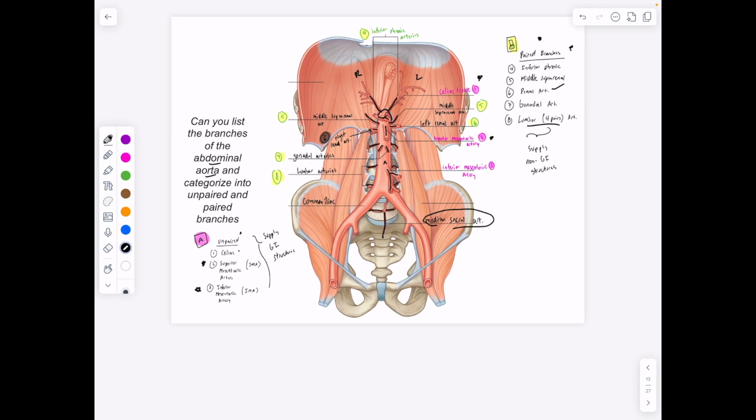All right, so unpaired branches: celiac, superior mesenteric, inferior mesenteric. Then we have our paired branches: inferior phrenic, middle suprarenal arteries. Remember, we also have superior and inferior suprarenal, but they have different origins on the left and right side. And then we have our renal arteries, our gonadal arteries, testicular or ovarian, depending on if you have a male or female patient. And then we have a lumbar artery.